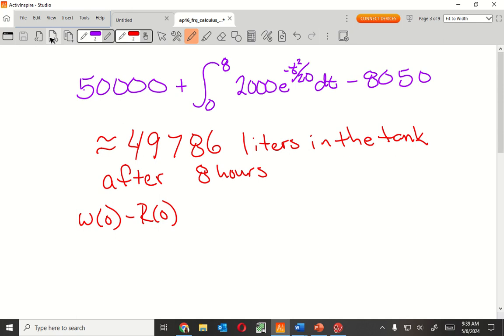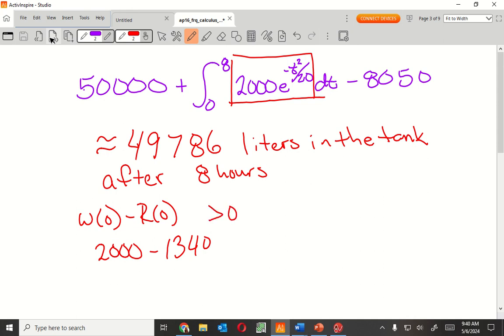So W of 0, plug in 0 into my equation right here. It's not the integration, I just want to find out, plug in 0 there. So that's going to give me e to the 0, which is just 1, right? So that would be 2,000 minus R of 0, which was 1340. And then I test it at the end. So this one right here, it's greater than 0. So my whole thing is going to be greater than 0.